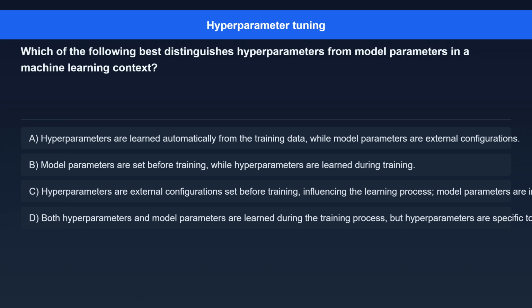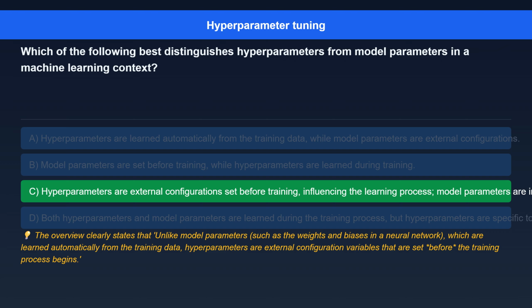Model parameters are internal to the model and learned from data. Option D. Both hyperparameters and model parameters are learned during the training process, but hyperparameters are specific to deep learning models. The correct answer is, hyperparameters are external configurations set before training, influencing the learning process. Model parameters are internal to the model and learned from data.